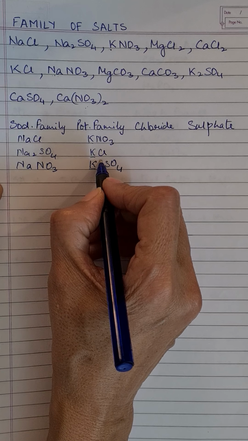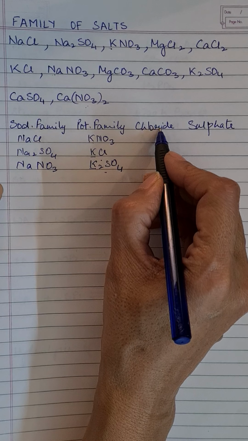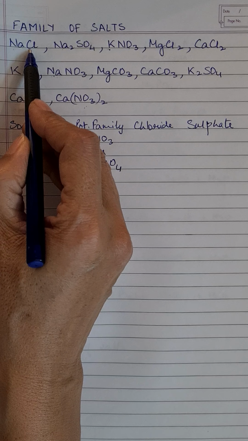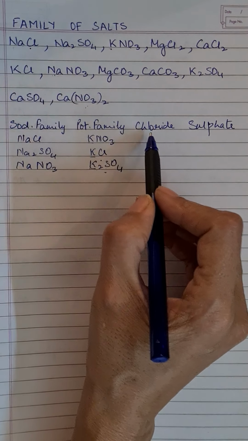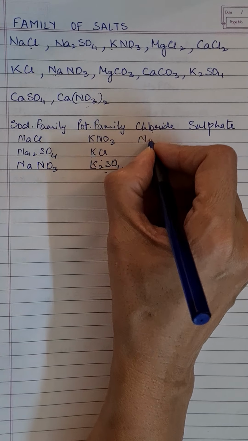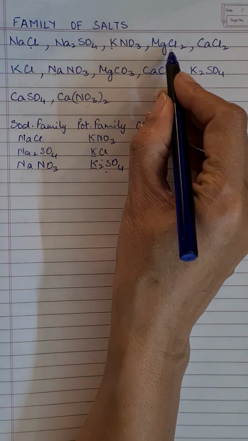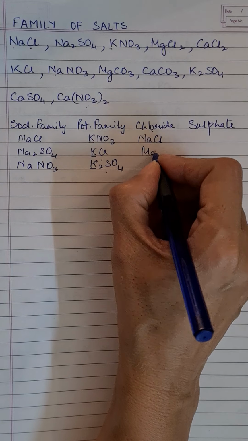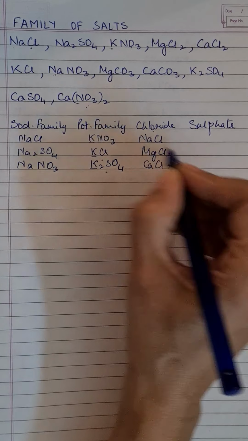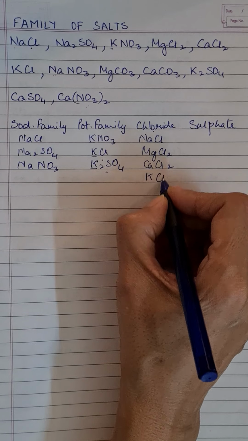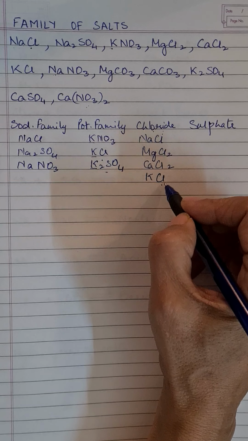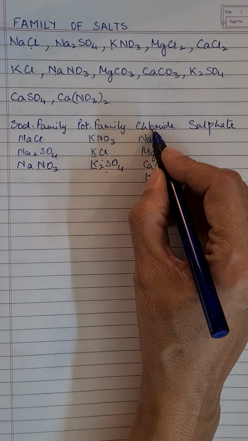Similarly, we could have a common anion also. So if we take the anion chloride, let's see who all will be members of the chloride family. The first one is sodium chloride. The next one would be magnesium chloride. The next one, calcium chloride. And we have potassium chloride. So here we have a common anion, the chloride anion, and hence the chloride family.